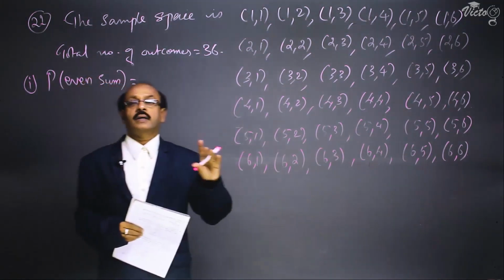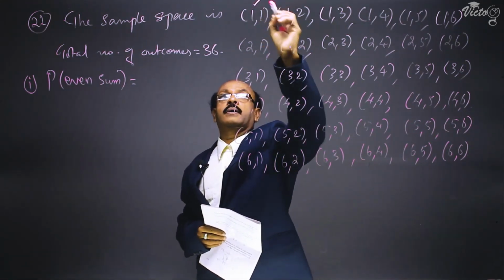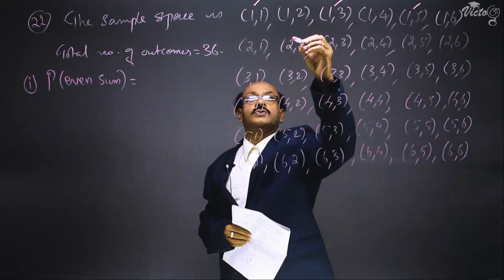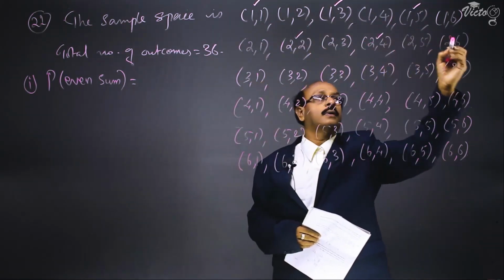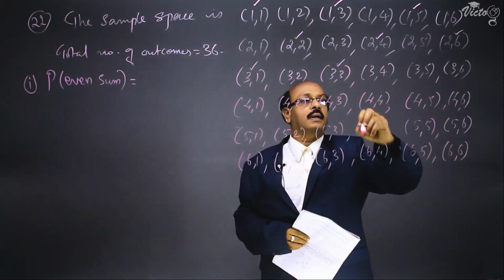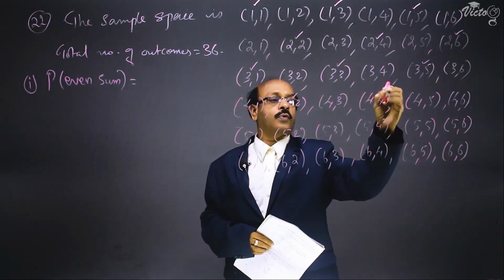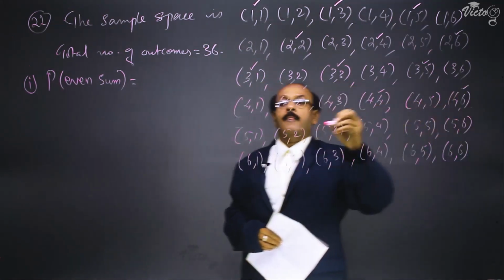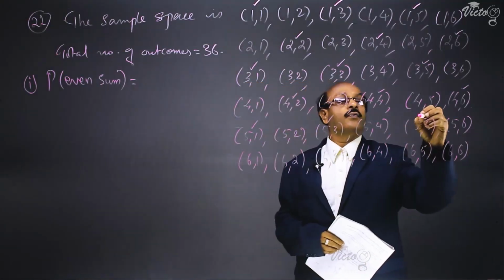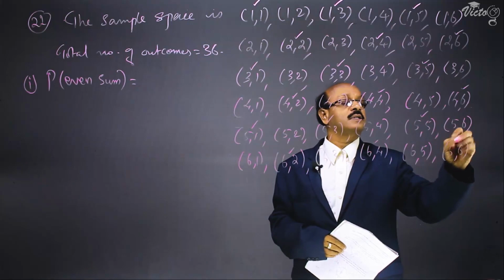That means when we are adding the two numbers in the ordered pair, that must be an even number. 1 1, 1 3, 1 5, 2 2, 2 4, 2 6, 3 1, 3 3, 3 5, 4 2, 4 4, 4 6, 5 1, 5 3, 5 5, 6 2, 6 4 and 6 6.